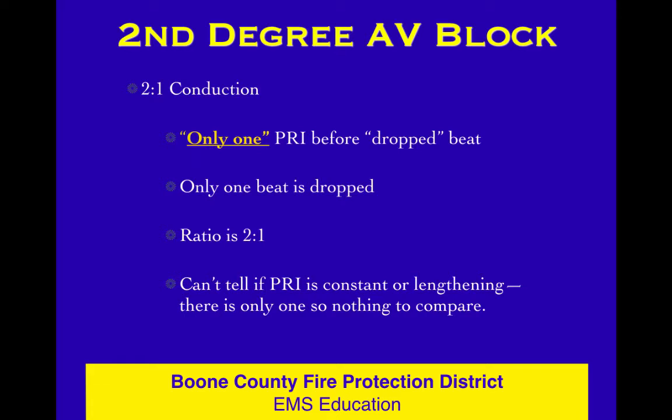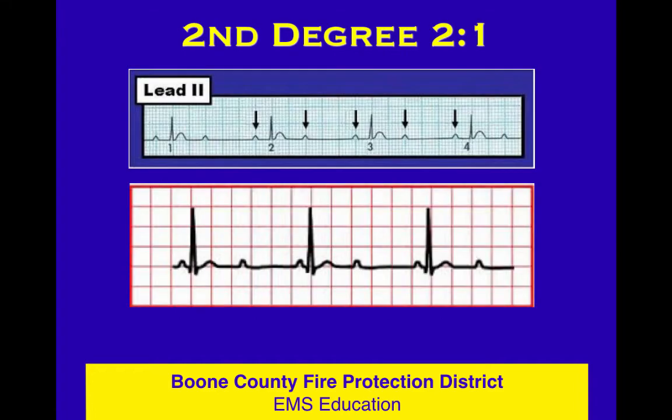There's a special case where the conduction ratio is 2 to 1. And this is second degree AV block with 2 to 1 conduction. That's its name. It's not type 1, it's not type 2, it's second degree AV block with 2 to 1 conduction. There's only one PRI before that dropped beat. So when you look back at it, you can't really tell whether it's getting longer or not because it's only there once. So it's a 2 to 1. And here's an example of that.